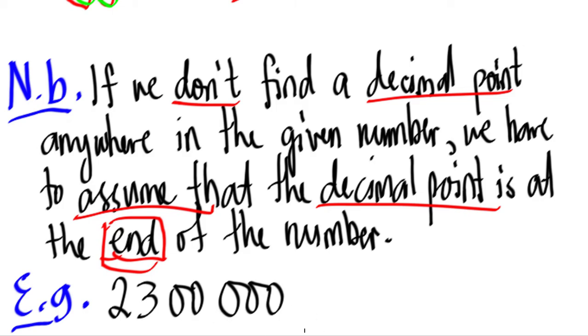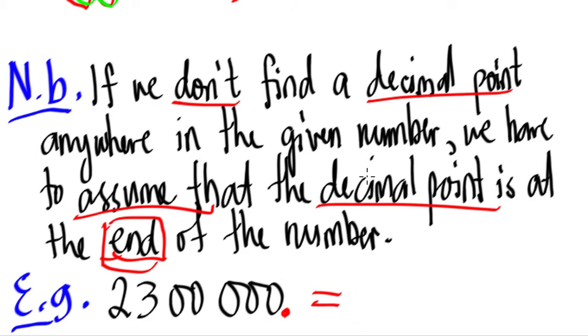Where is the decimal point here, sir? We need to assume that the decimal point is at the end of the number. So this is our decimal point for this number. Now, we want to make this a scientific notation. Imagine this as the mass of a star in tons, and we would want to convert it into a smaller number. So we use scientific notation.